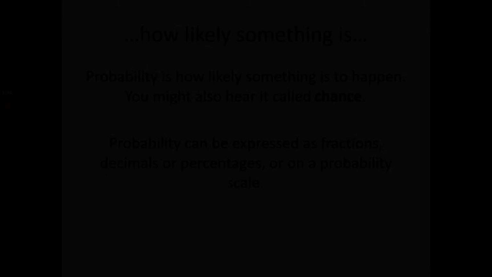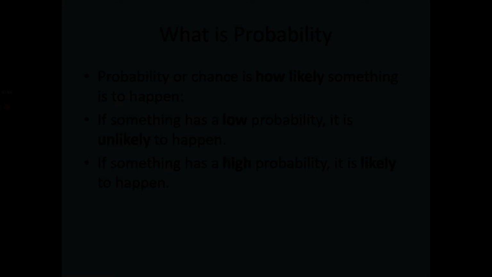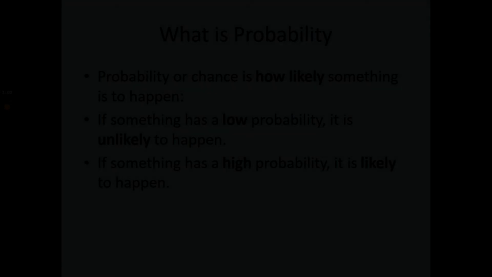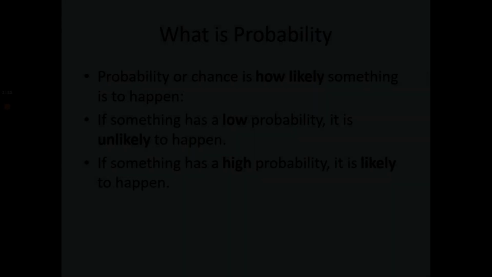Probability is tracked from impossible all the way up to certain. Impossible is definitely not going to happen, and certain is definitely going to happen. So probability or chance is how likely something is to happen. If it has a low probability, it's unlikely. If something has a high probability, it's likely to happen. So it is unlikely that it will be sunny all through October in the UK. A high probability would be: it is likely it will rain at some point during October in the UK.